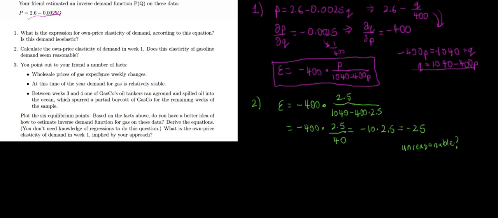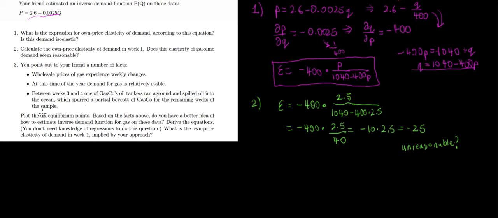First, wholesale prices of gas experience weekly changes. At this time of the year, the demand for gas is relatively stable. And between weeks 3 and 4, one of Gasco's oil tankers ran aground and spilled oil into the ocean, which spurred a partial boycott of Gasco for the remaining weeks of the sample. So if the demand is relatively stable, it means that this elasticity is a little bit unreasonable. It also suggests that there should be some discontinuity between weeks 3 and 4.